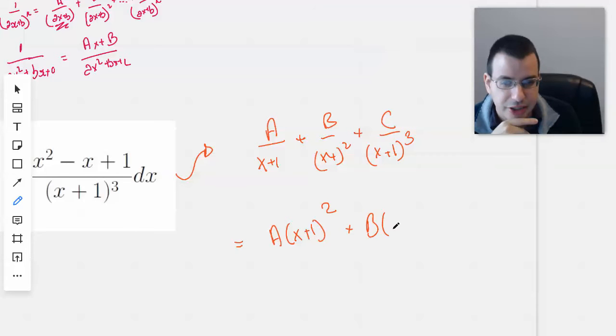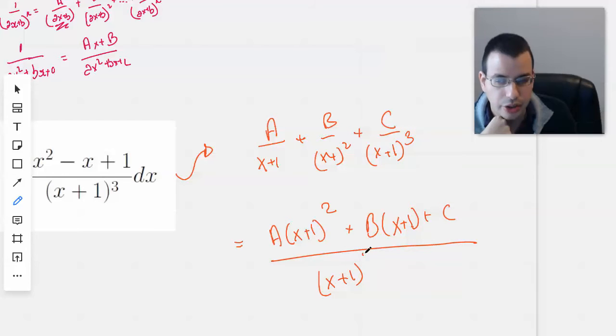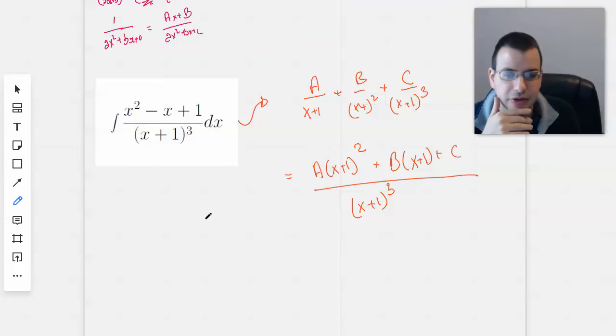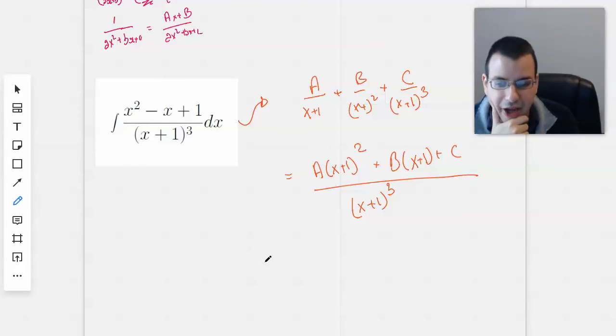Plus b times x plus 1 plus c with no change. And this will all be over x plus 1 cubed. Okay? Then we'll expand things out a little bit. So we'll have a times x squared plus 2x.